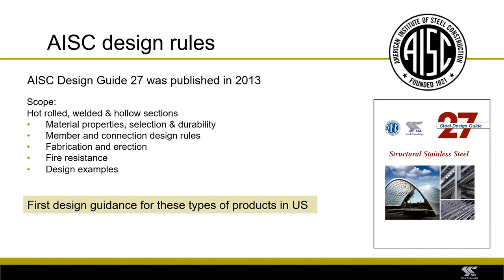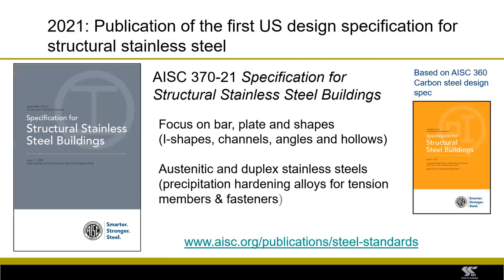And then people seemed very interested in it. There were lots of requests for information. So AISC decided they needed to have a complete legal stainless steel design specification. So that was published 2021, and it is called AISC 370. So it's a sister specification to the carbon steel specification, which is AISC 360, which I expect you've heard about.